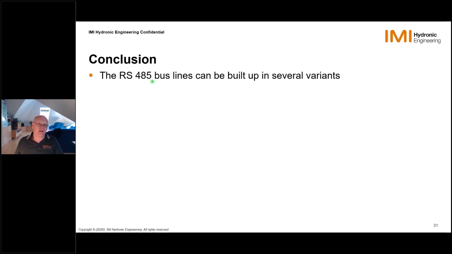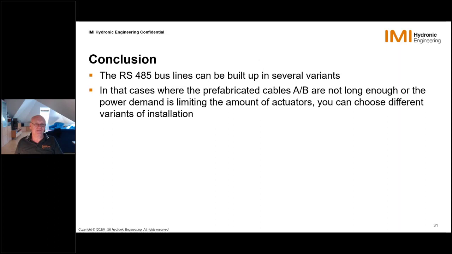Don't forget, RS485 bus lines can be built up in several variants, of course. So you should be flexible in thinking. And in those cases where the prefabricated cables A and B are not long enough, or if the power demand of the units, that means at least the amount of the actuators which should be connected on one bus, you can choose different variants of installations. So we are flexible in the installation, and we can use the C cable for the external power boost if necessary.